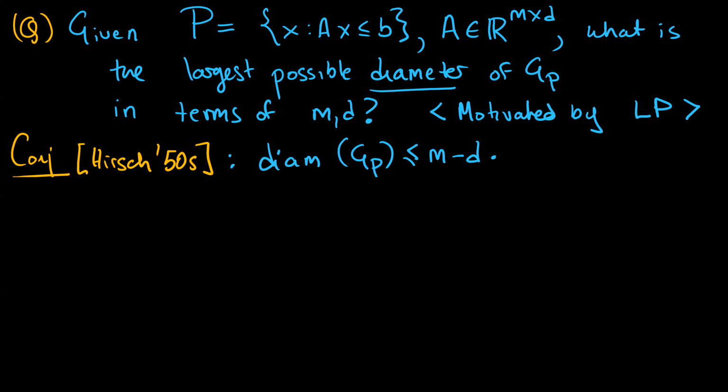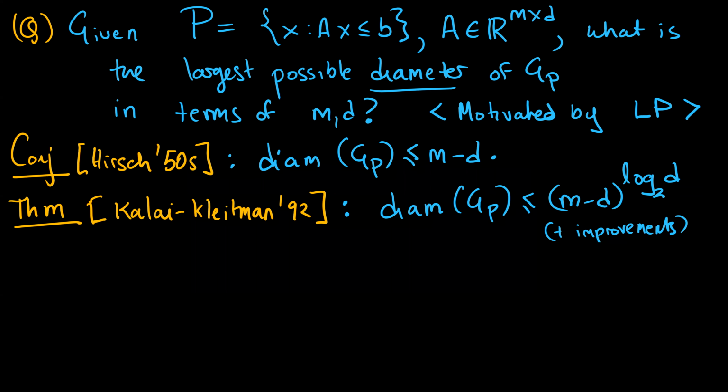A conjecture from the 1950s is that the diameter of this graph is always less than m minus d, so the number of constraints minus the ambient dimension. It turns out this conjecture is false, but there's a relaxation which we study. But one of the first pieces of, or large pieces of progress, and still today the best piece of progress in the general case toward this conjecture, is that the diameter is upper bounded by m minus d to the log d. So it's significantly better than the m choose d bound on the number of vertices, but it's still a long way to go from the Hirsch conjecture.